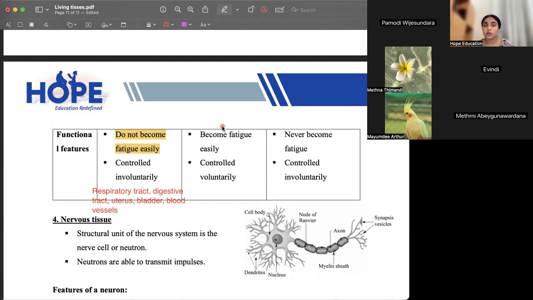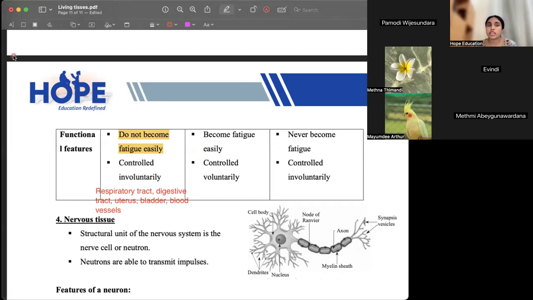Sometimes in blood vessels, uterus, bladder and such places, muscles can strain. There is something called muscle strain. That is because they feel fatigue. But it doesn't happen easily. It happens mostly in very old people because their muscles are a bit weak. But otherwise it is not something that happens easily. Okay?